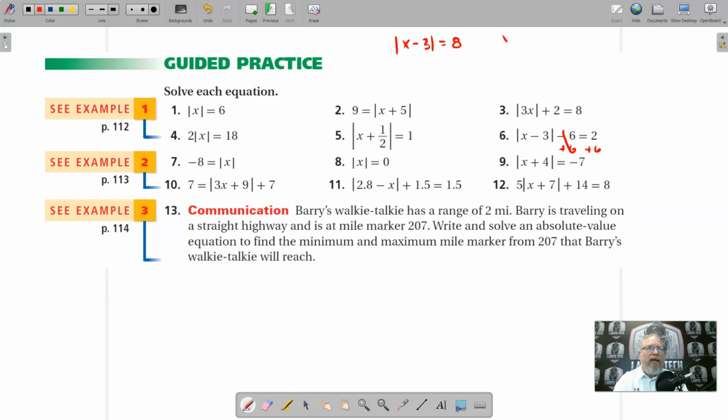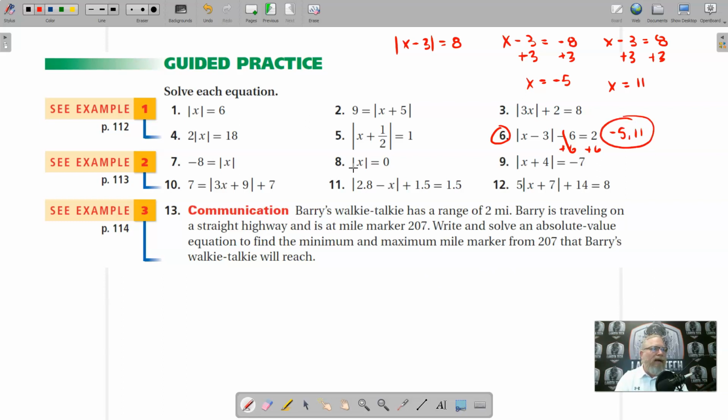So I'm going to write two cases: x minus 3 equals a negative 8, or x minus 3 can equal a positive 8. Go ahead and add 3 to each side. And here I get x equals, and negative 8 plus 3 is going to be negative 5. And over here, if I add 3, I'm going to get x equals 11. So in this case, for number 6, it was negative 5 and positive 11.